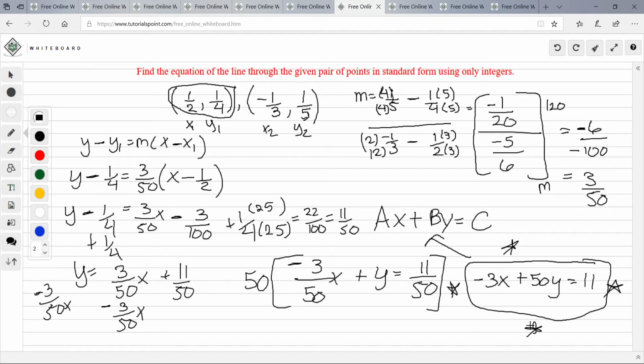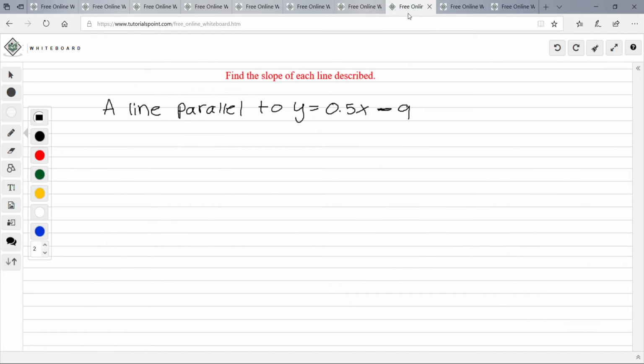Okay, let's do another one. It says find the slope of each line described. So we've got to find the slope. It says a line that is parallel to y equals 0.5x minus 9.